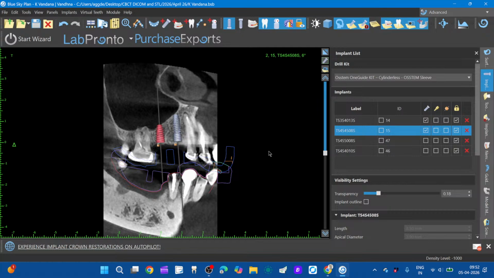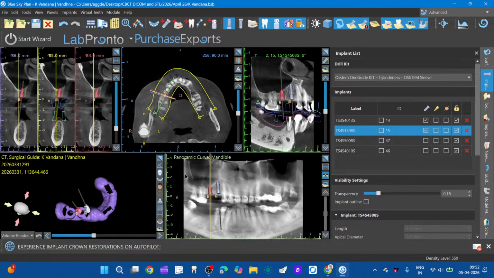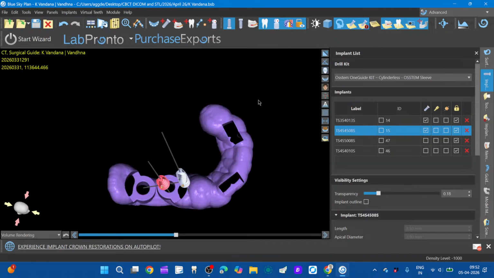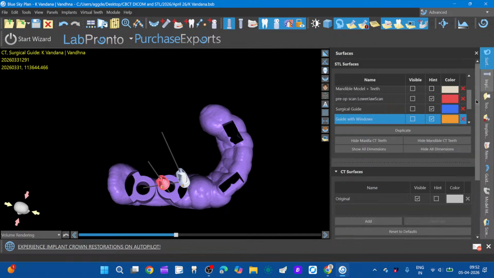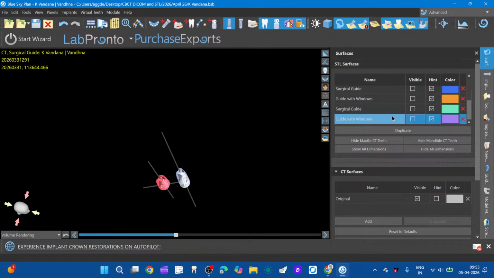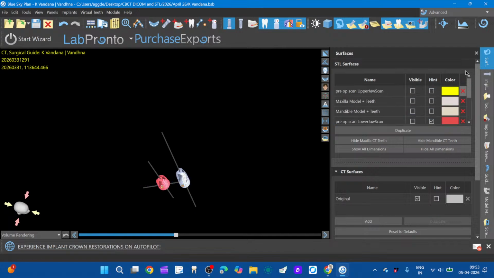So this much parallelism you are not able to achieve freehand. You can plan it, but achieving it freehand is a difficult job. So that is why the guided surgery is very important to get the best result. So let us see the guide in this case. You go to the surfaces, mandible model, maxilla model.